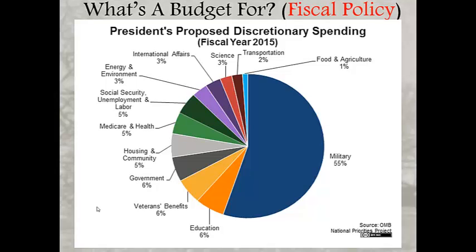So, what about spending? Looking at our discretionary spending, of course, the largest chunk of discretionary spending goes to the military. Everything else is pittance compared to the military. And these are huge areas. So just for example, government.